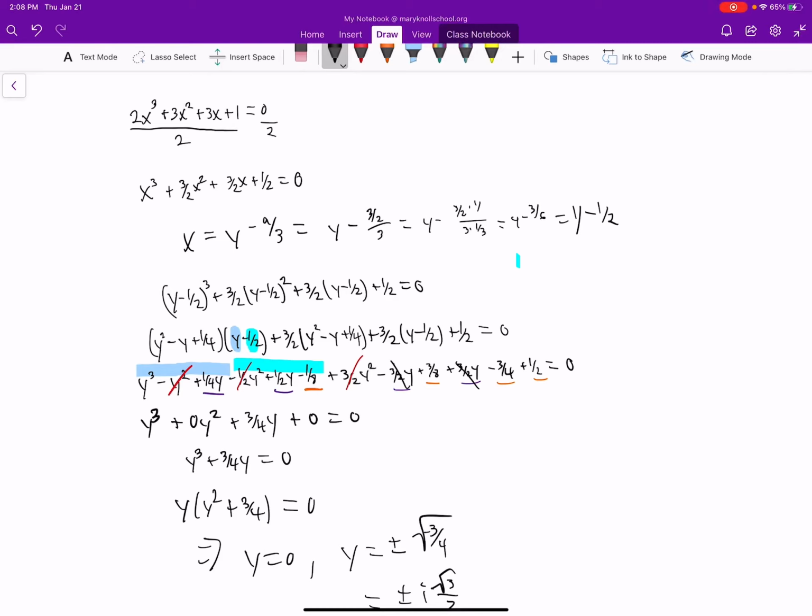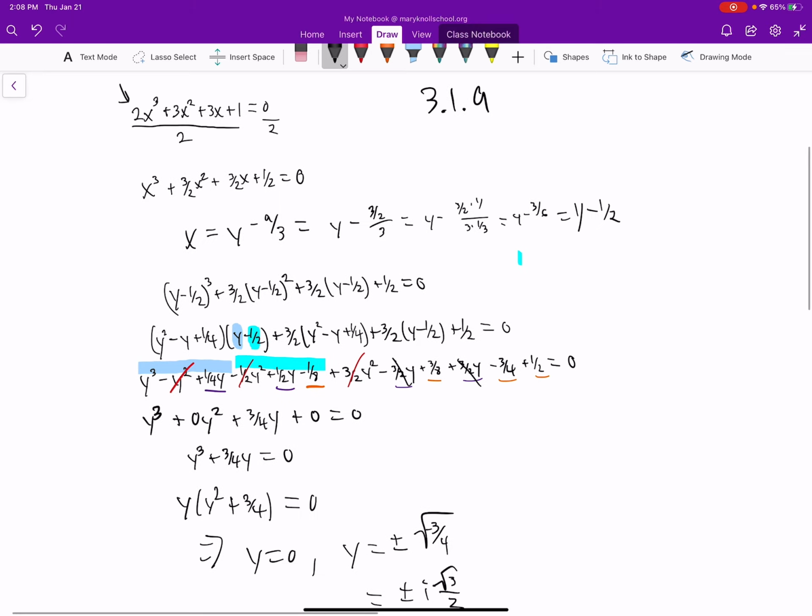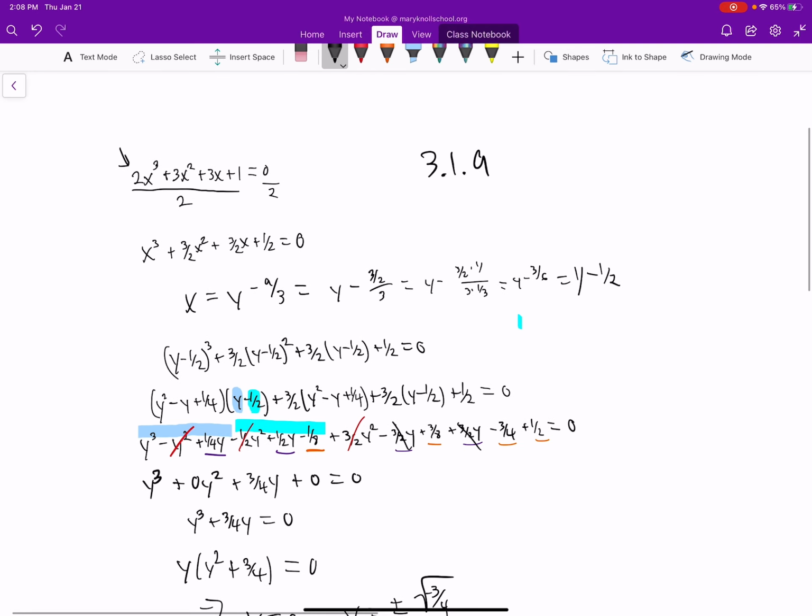Okay, we're looking at 3.1.9. And first thing that we do is we make sure that we get a 1 in the coefficient of the x cubed place right there. So we were starting off with 2x cubed plus 3x squared plus 3x plus 1 equals 0. But then after we divide both sides by 2, we end up with this here.